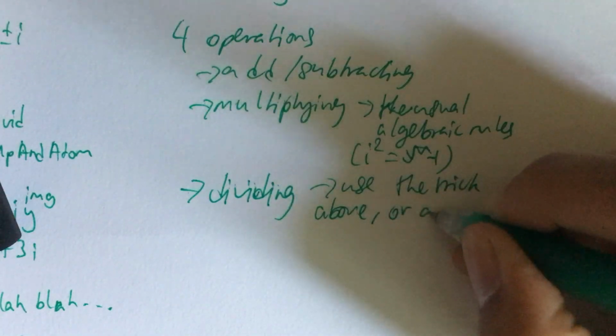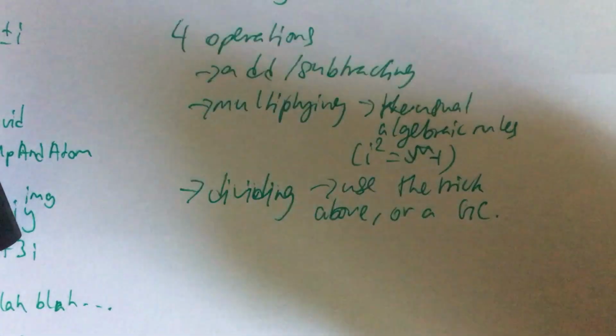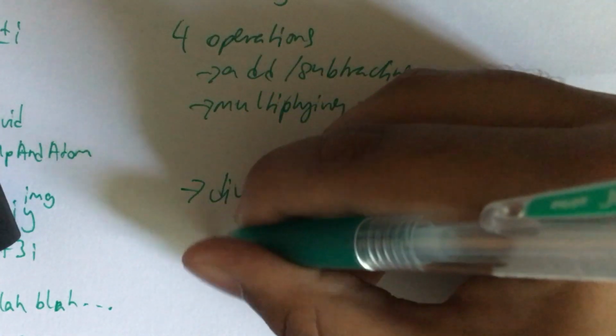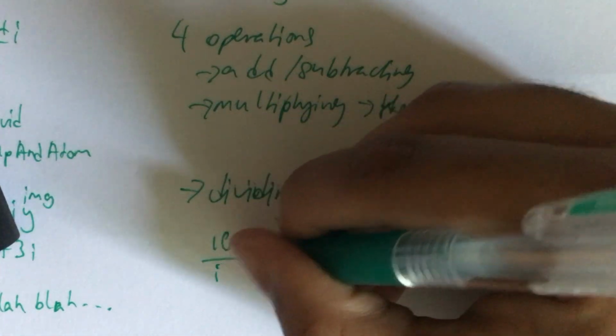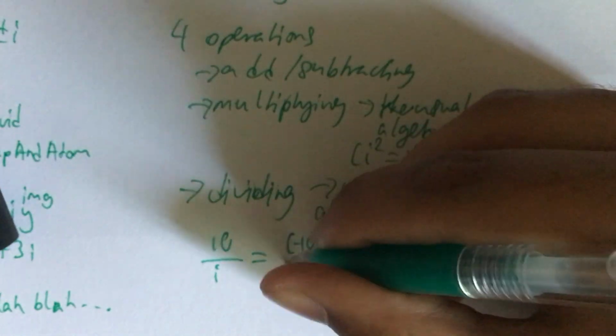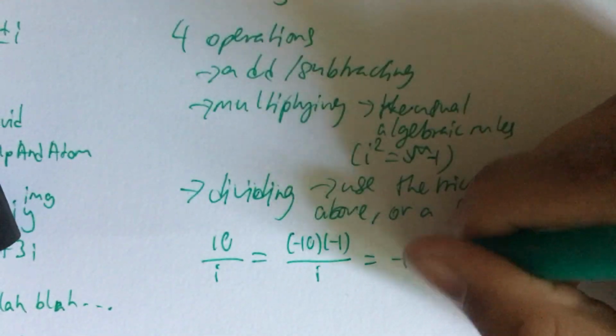So for example, you have 10 over i. If you think about it as 10 times -1 times -1 over i, so -1 over i would be i, right? So it becomes -10i. You don't need to do the whole conjugate thing to get to the answer, in a sense.